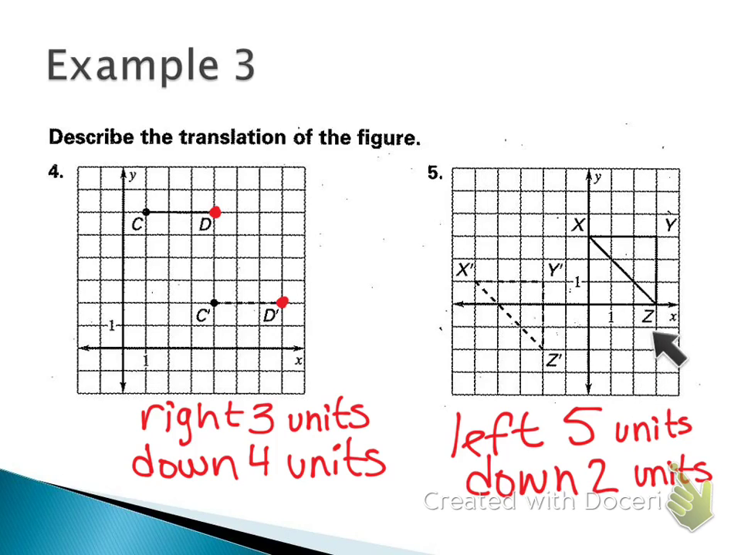So if we're not sure, we think that we got it right with Z's, but we're not entirely sure, we can go to our X's and check. If I go left 5 and down 2, do I end up at X prime? Left 5, down 2. Yes, I do. So that still works. It should also be true for Y. If I go left 5, down 2, I should end up at Y prime. I do, so that means I must have gotten it correct. So we only have to do one.